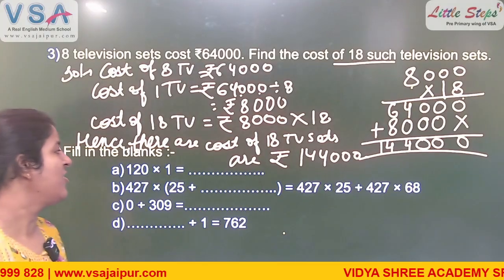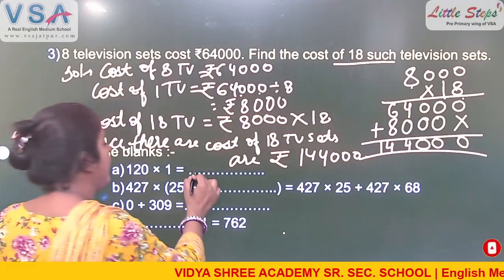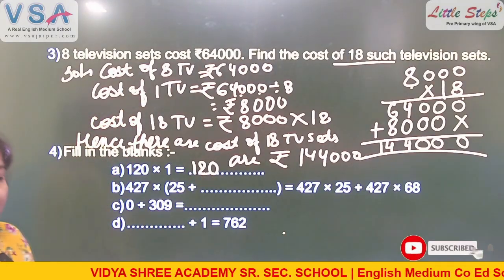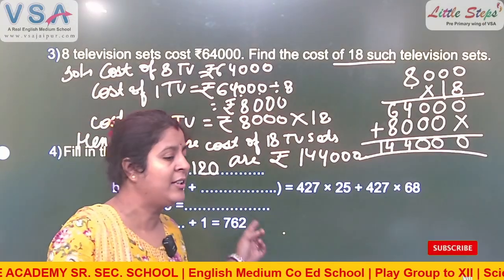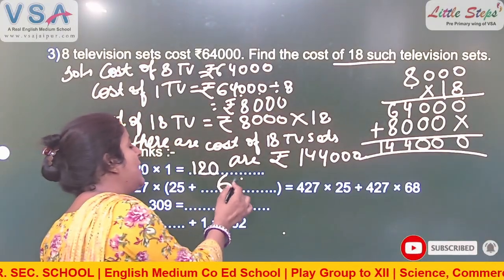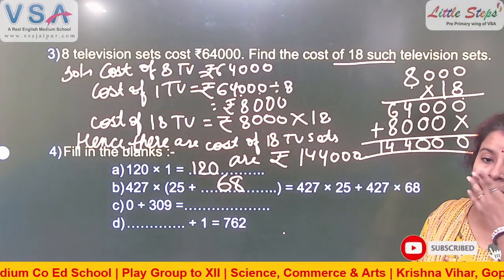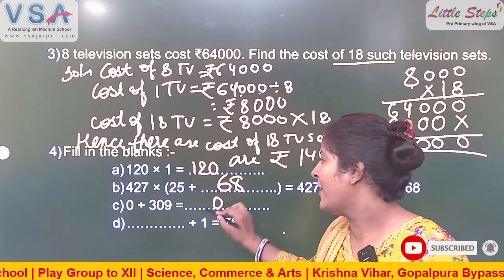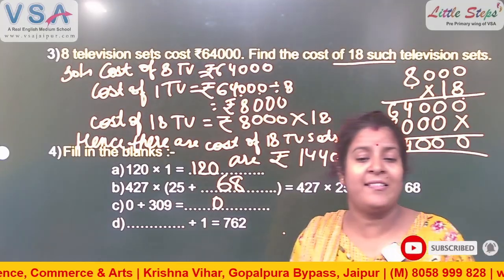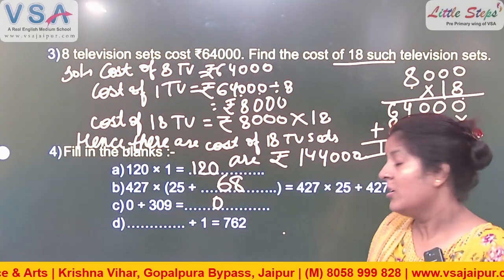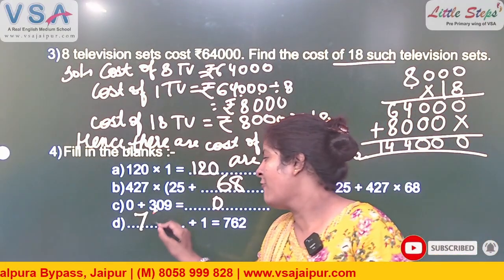So the first question is 120 multiplied by 1 equal to. Let's take Vedansh. 120. And Karnika: 427 multiplied by 25 plus dash. Which number is missing on this side? Yes, clap for Karnika. Yes, Faisal. 0 multiplied by 309 is 0. Clap for Faisal. 0 divided by 309. Okay. And next, just take your seats. Dash divided by 1 equal to 762. Yes, clap for him.